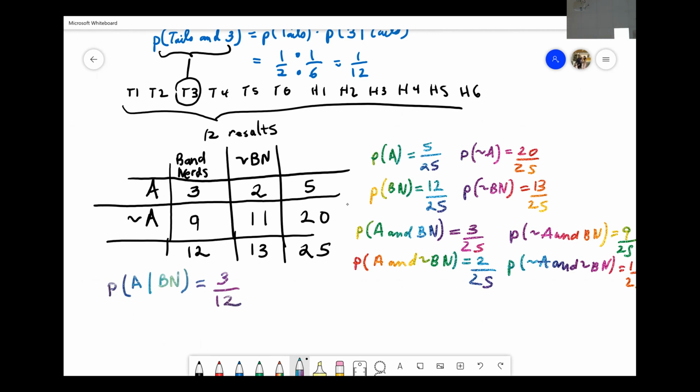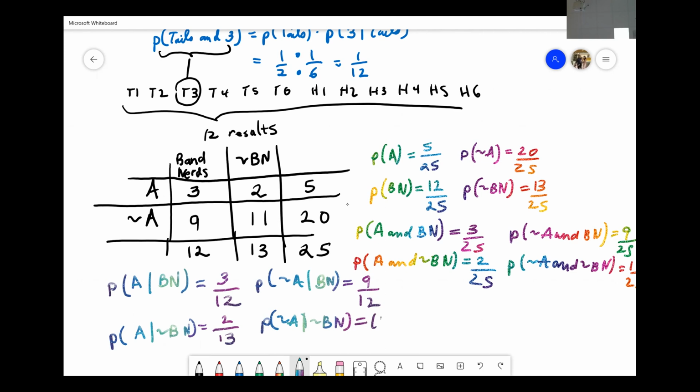Make sense? So now I can ask the question, what's the probability of not an A given that you are a band nerd? And you would say 9 out of 12. And the probability of getting an A, given you're not a band nerd, is 2 out of 13. And the probability of not A, given you are not a band nerd, is 11 out of 13.